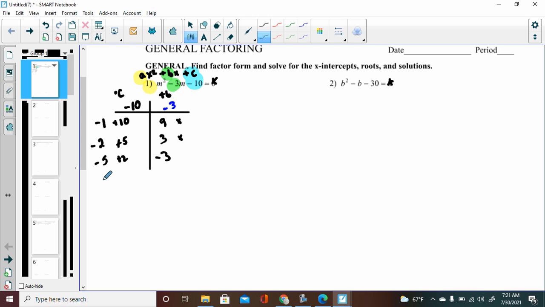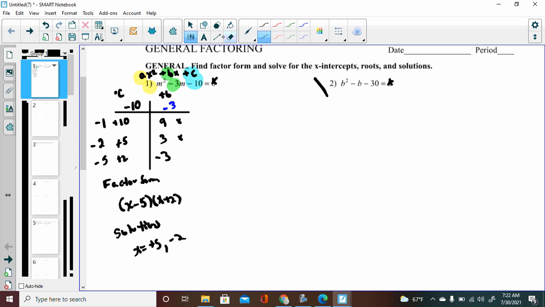So my factor form is x minus 5 times the quantity of x plus 2. Okay, my solutions are the opposite. My solutions, or my x-intercepts, are the opposite. It's going to be x equals +5, comma, -2.